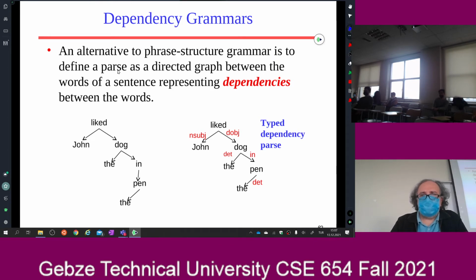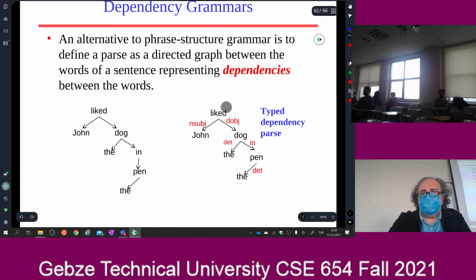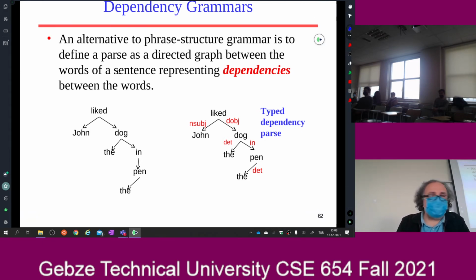Okay, so there is a nominal subject relationship between like and John, and dog and like is a direct object. This is determiner. This is determiner too. Okay, so this is a typed dependency parse. It's a tree, like a parse tree, but it only shows you dependency stuff.